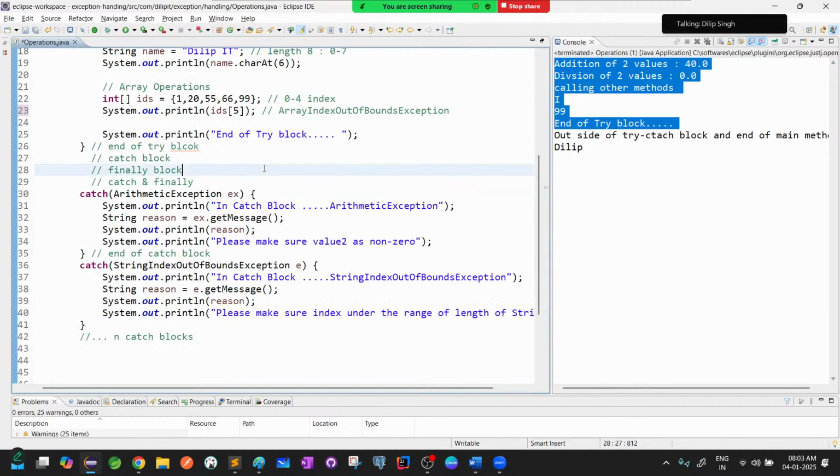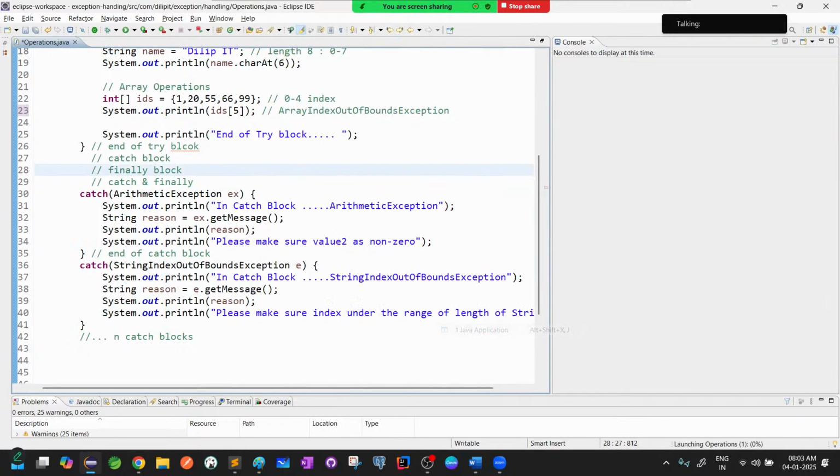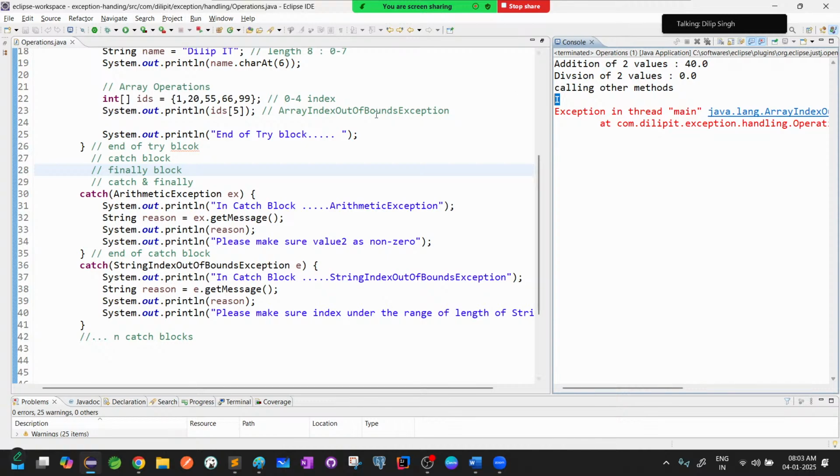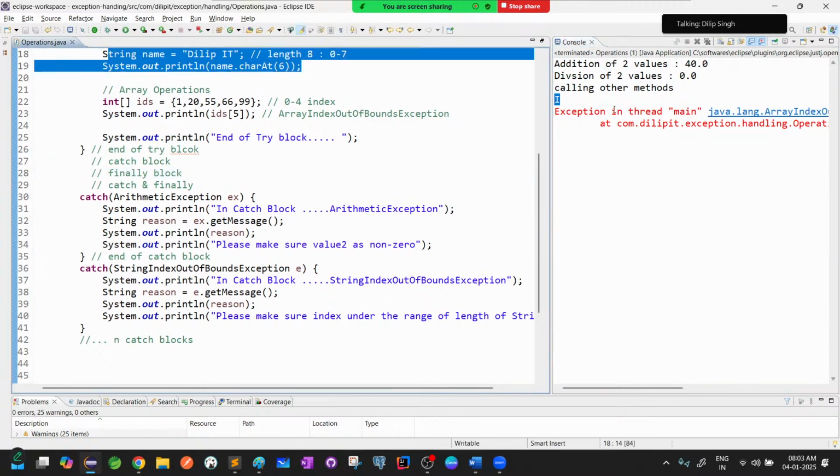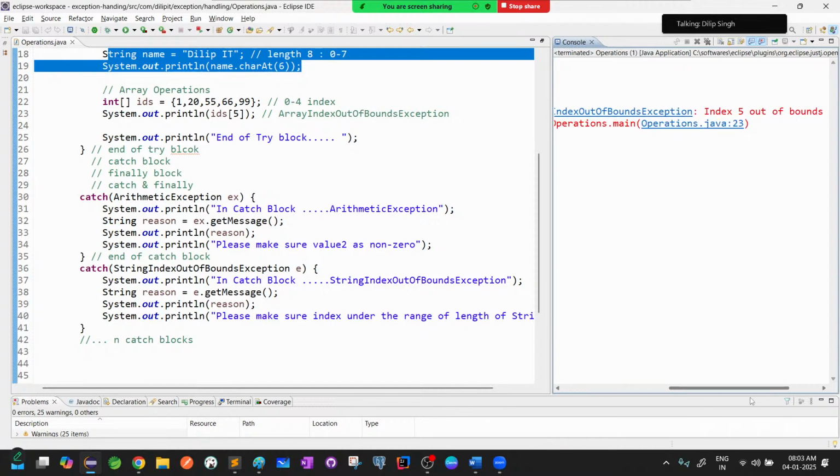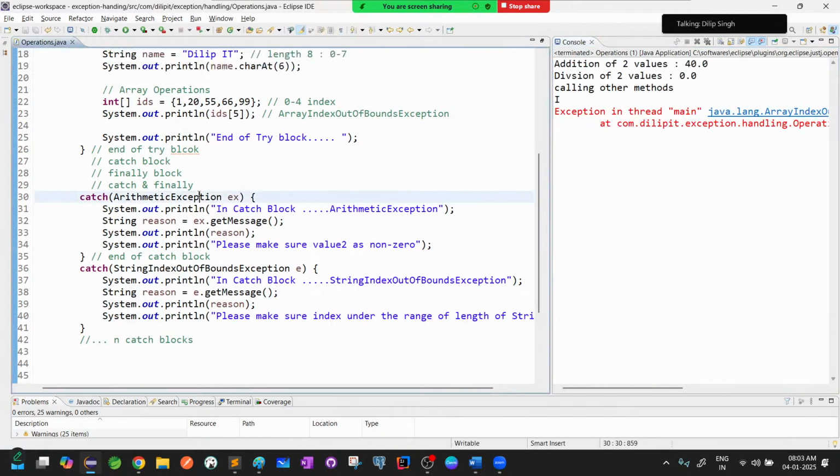Now let's execute it and see here. See what happened: until this line, okay, you're good, that is expected. Now at line number 23, because of line number 23, you got array index out of bounds exception. So you have arithmetic exception and string index out of bounds exception, but you don't have array index out of bounds exception. That's why you got that problem.